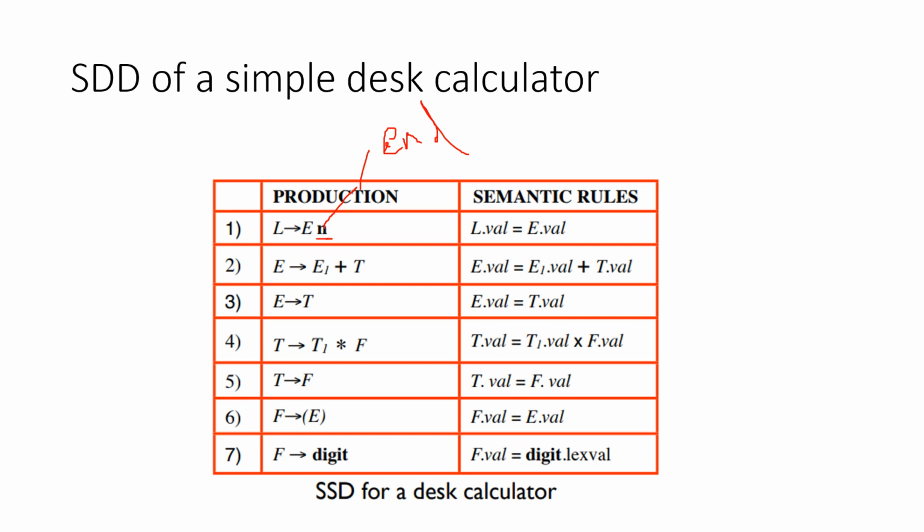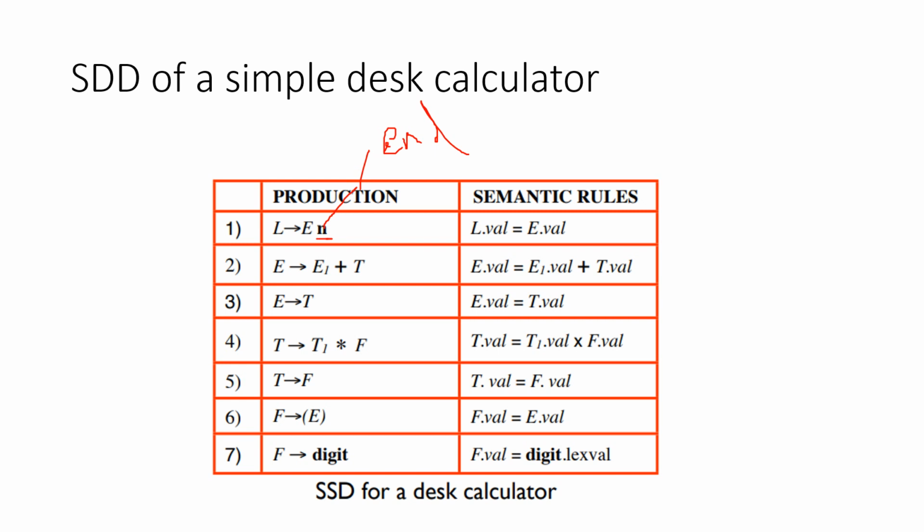What is E dot val? E dot val is equal to E1 dot val plus T dot val. So we are adding two values present in these grammar symbols of the context free grammar, E1 and T. E1 dot val equals T dot val, and T dot val equals, which means we are assigning the value here.